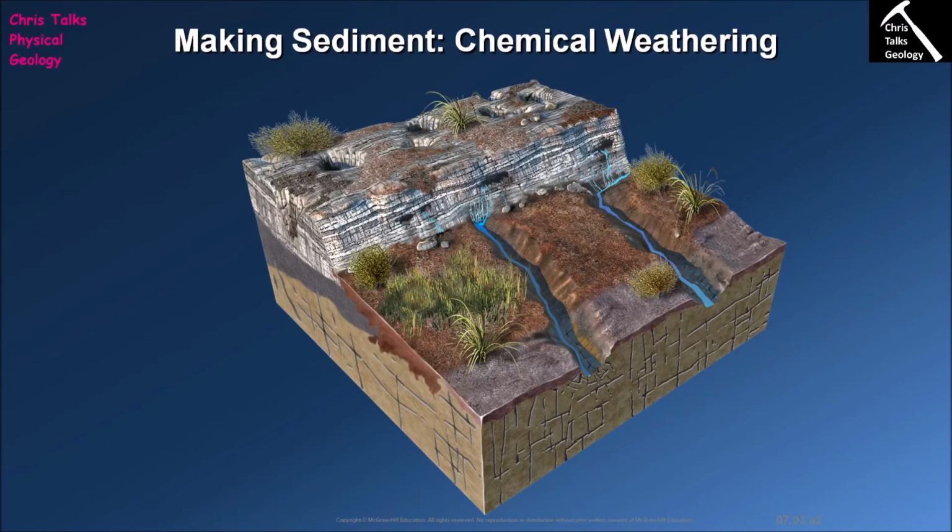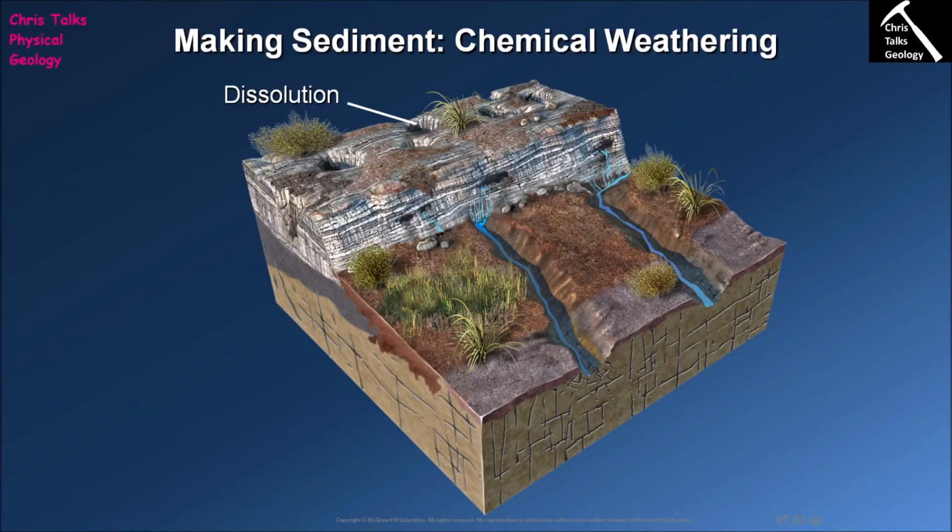So the next process through which we can break up our rock is chemical weathering. Chemical weathering, as the name suggests, is going to involve chemical reactions. So what are some of the methods by which chemical weathering can affect our rocks? The first method is dissolution.